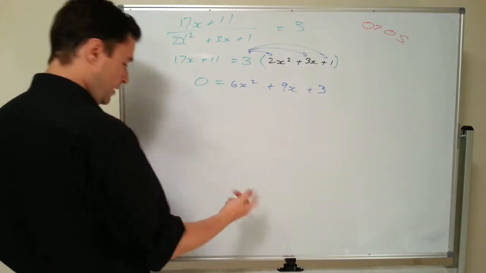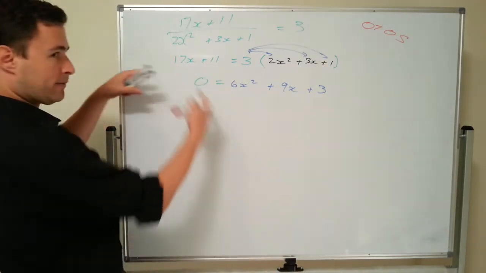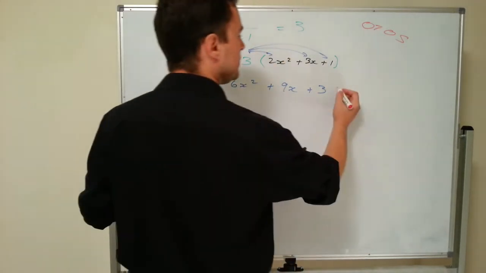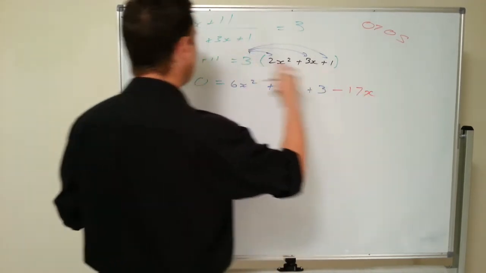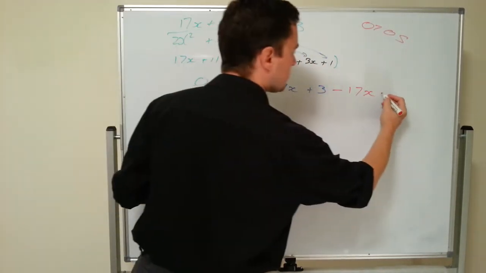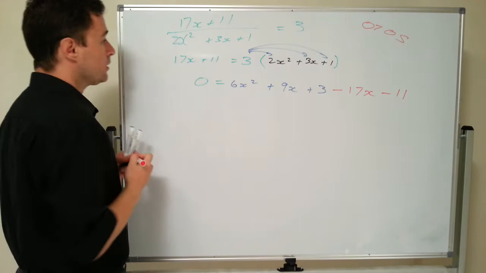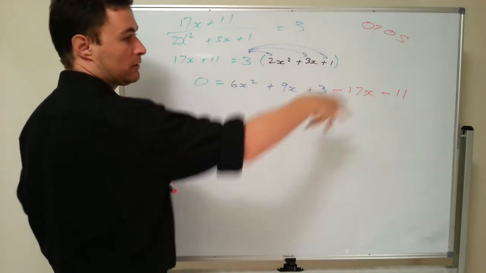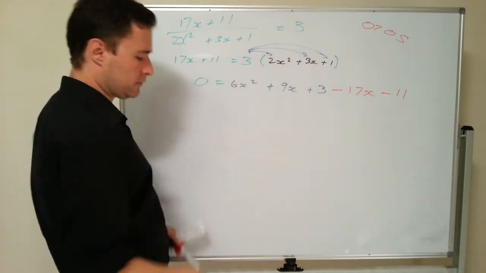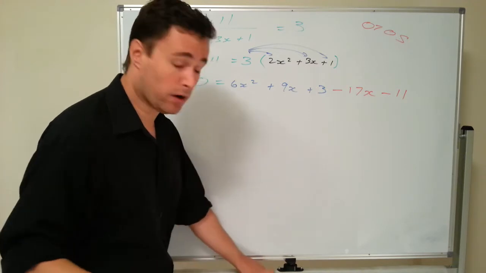Everyone with me? Now, I'm going to minus 17x. Opposite of plus 17x is minus 17x. Opposite of plus 11 is minus 11. Okay? So I've just taken everything there and distributed. I've done 2 moves in one. You could break this down into 2 separate lines. No worries if you do.